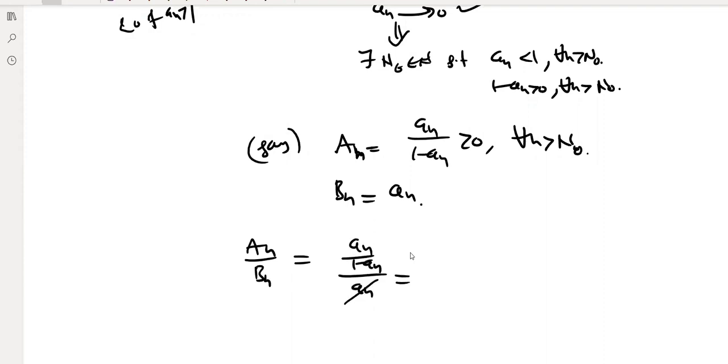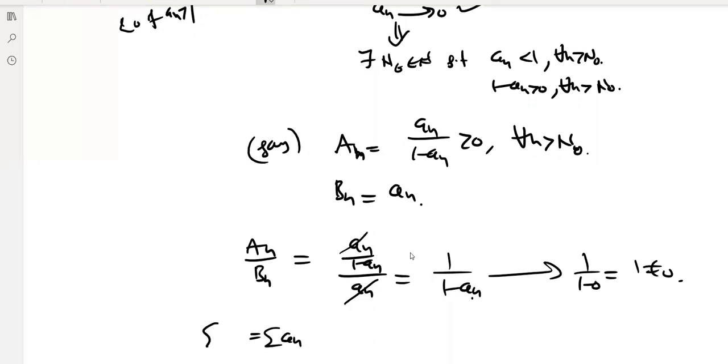This is exactly a_n, and they cancel because both are non-zero terms. We can cancel them out. So 1 minus a_n tends to 1 minus 0, since a_n converges to 0, because you're given that the series is convergent. So this is 1, a non-zero limit. Therefore, a_n and b_n will have the same nature. b_n is your given series, which is already a convergent series. By the limit comparison test, a_n by (1 minus 1 by n) is also convergent. So this is a very, very important problem.